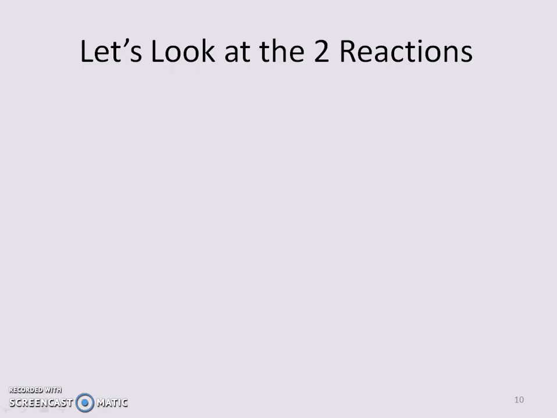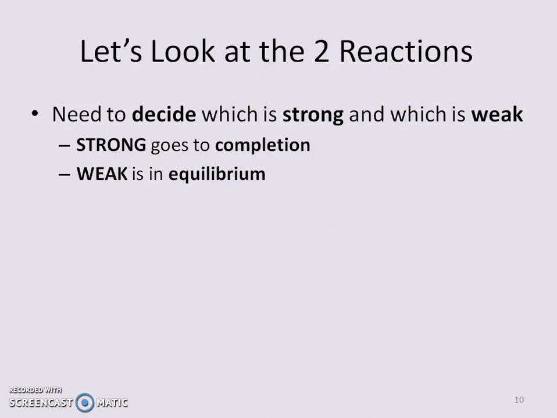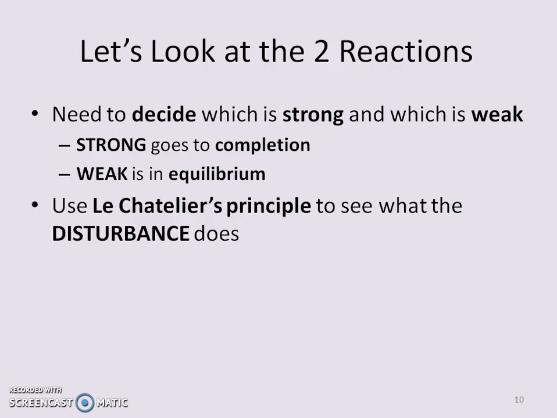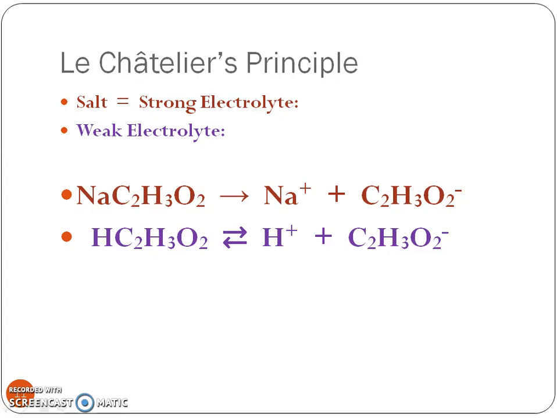Well, like I said, there are two reactions to look at. First, we need to figure out which of those substances is going to be a strong reaction and which one is going to be weak. Again, the reminder, strong goes to completion where weak is in equilibrium. So we're going to use that Le Chatelier's principle to see what that disturbance does.